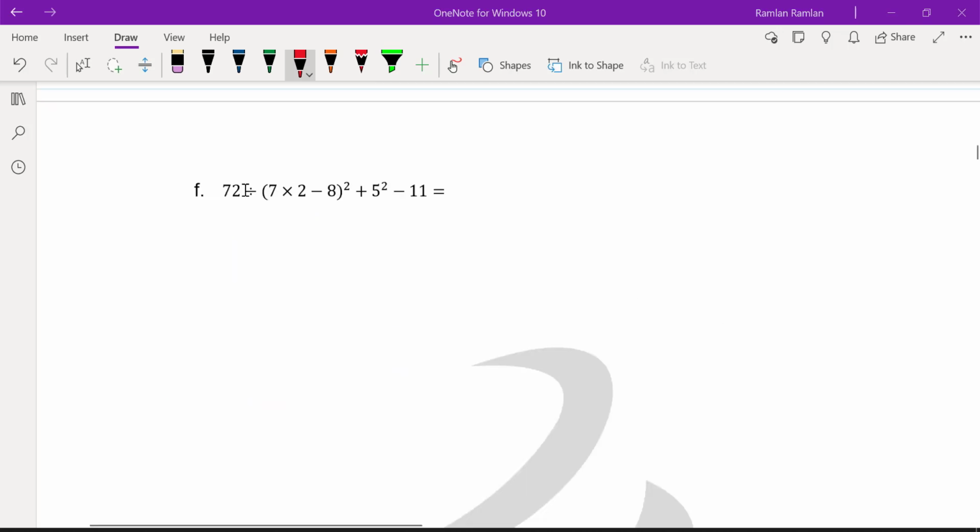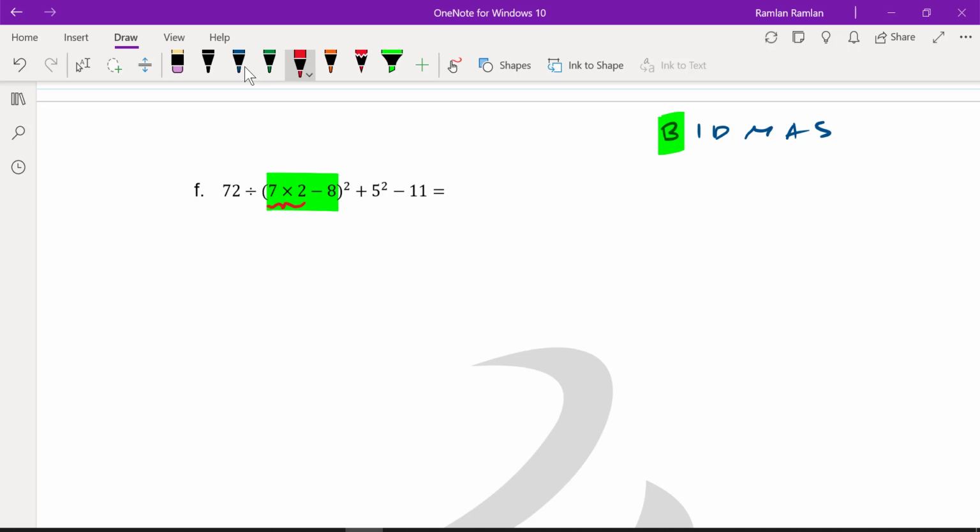Next question, F. 72 divided by bracket 7 times 2 minus 8, and then bracket again, square plus 5 square minus 11. And again, guys, you just write down the BIDMAS, right? So we're going to do the B first, the bracket, which is this guy over here, right? So we are going to focus there. So in the bracket, we have multiplication and subtraction. So we do the multiplication first, and then we do the subtraction, okay? So let's do this one first.